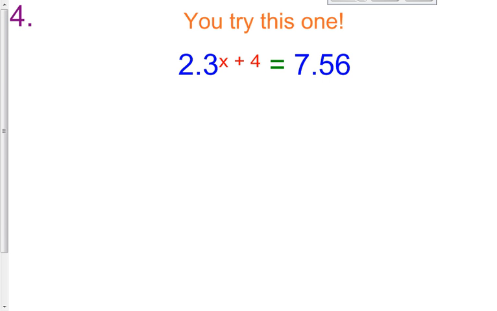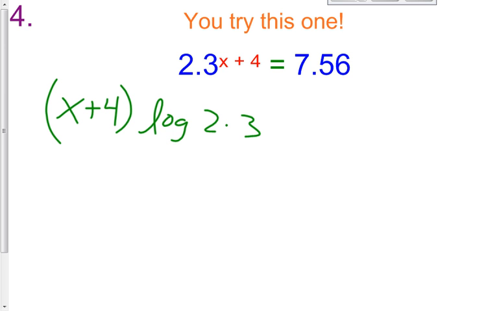You guys, try number 4. How did you come out? Here we are. Log of 2.3. The x plus 4 is going to come out in front as a coefficient. That's going to equal the log of 7.56.